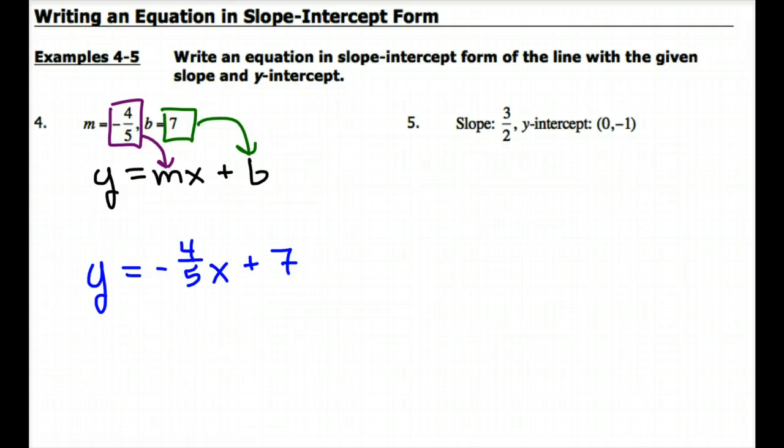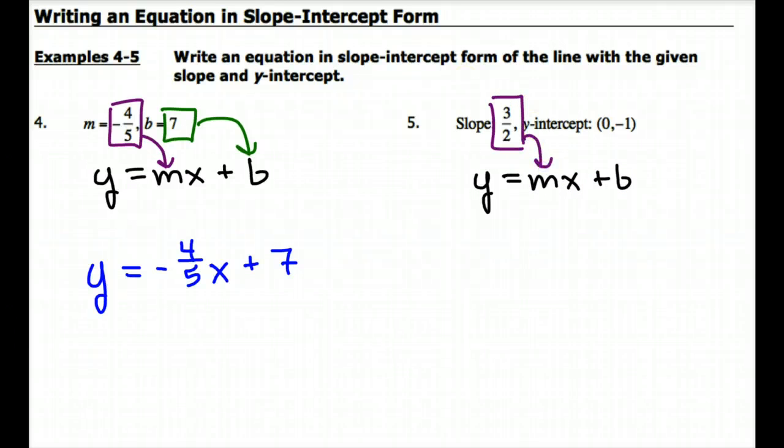For number 5, we're going to do the same exact thing. We just need to remember that slope is the m value, and then the y-coordinate of your y-intercept, which is -1, is your b value. So this equation would be y equals 3/2 x. The b value is -1, so this would be -1.